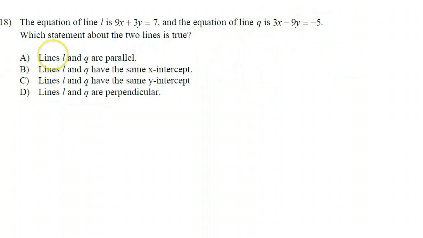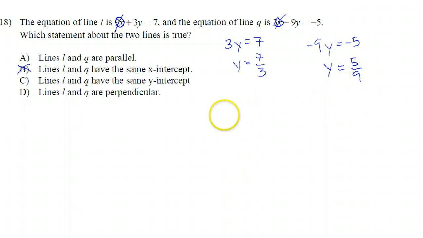So now we'll do the same thing, except for the y-intercept. And remember, the y-intercept is when x is 0. So if I plug in 0 for x, we're left with 3y is equal to 7. Dividing by 3, we get 7 over 3. When I plug in 0 for x here, we get minus 9y equals minus 5. Dividing by negative 9, we get 5 over 9. Are they the same? No, they are not. So we can see letter C is also not a solution.